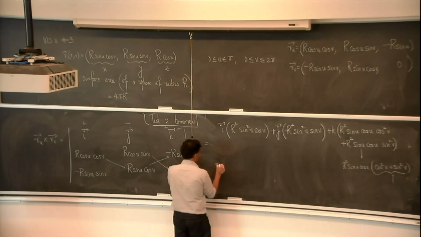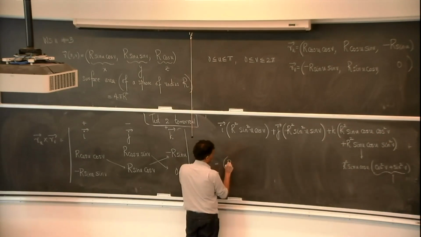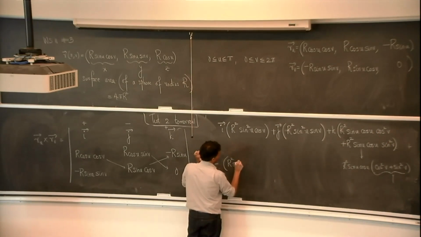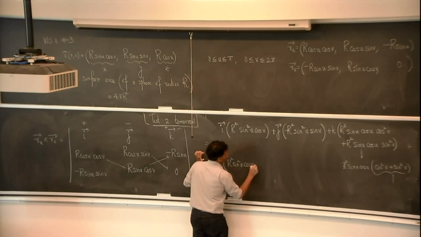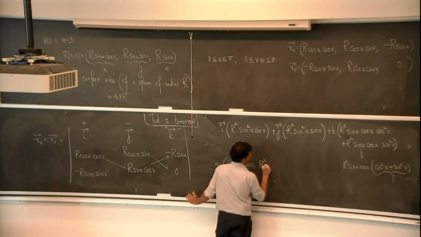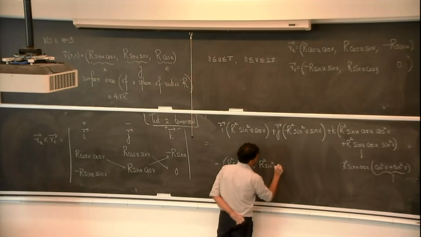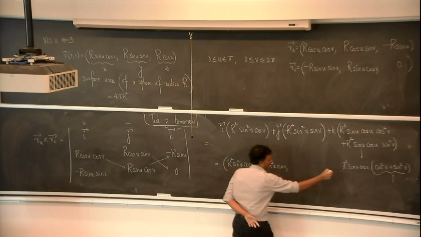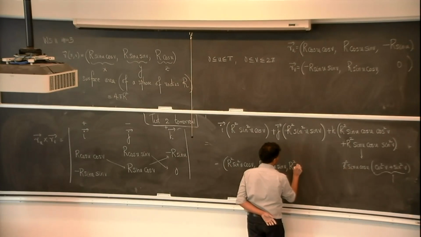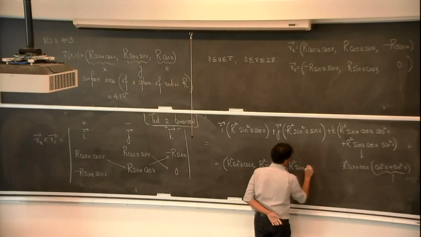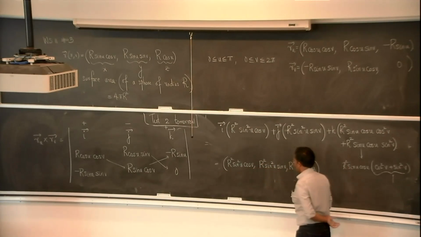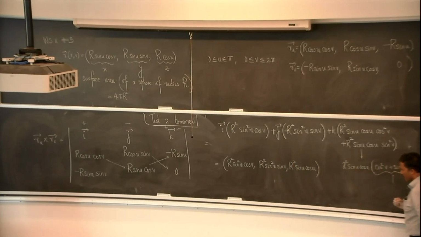So this vector, if you just write as components, would be r square sine square u cosine v, r square sine square u sine v, and r square sine u cosine u. That is the vector which represents the cross product of those two vectors on the surface.